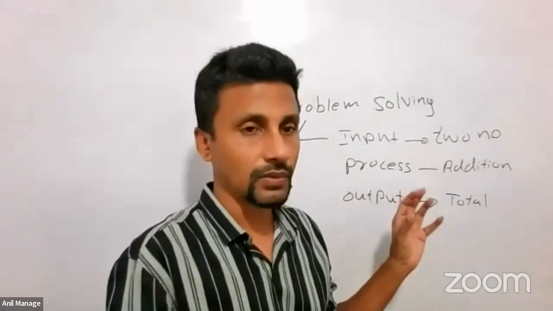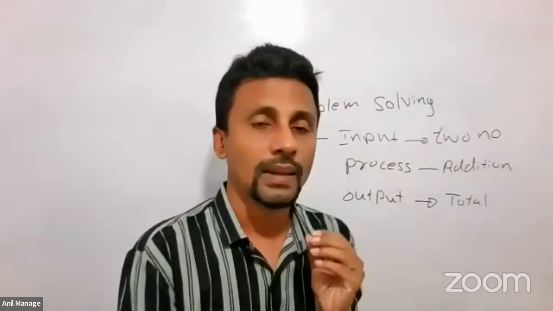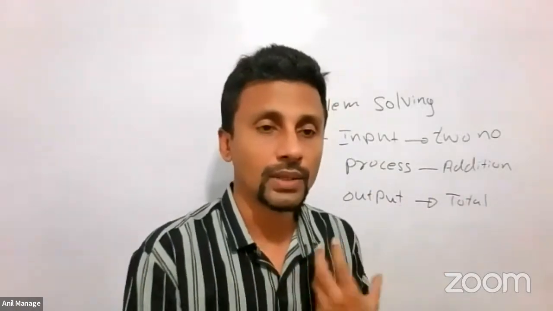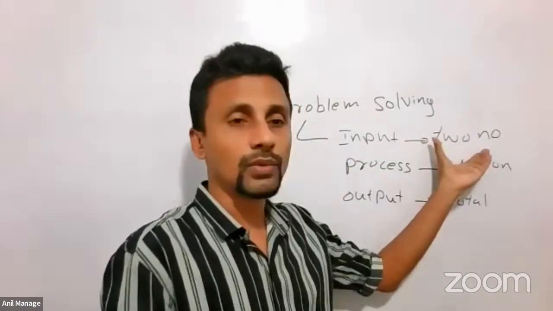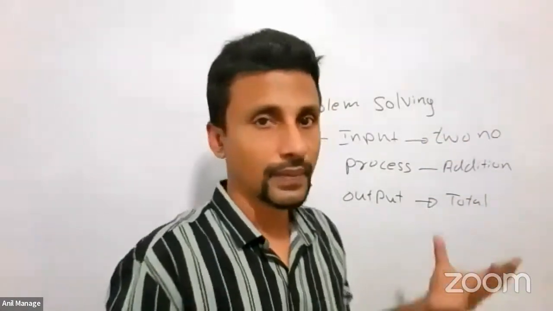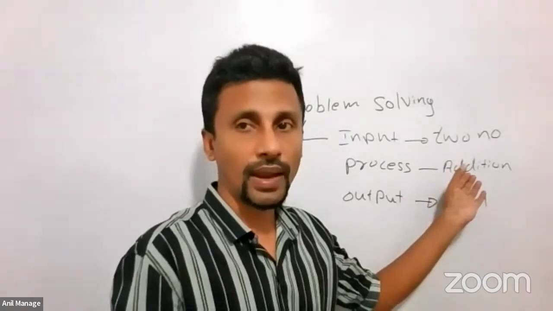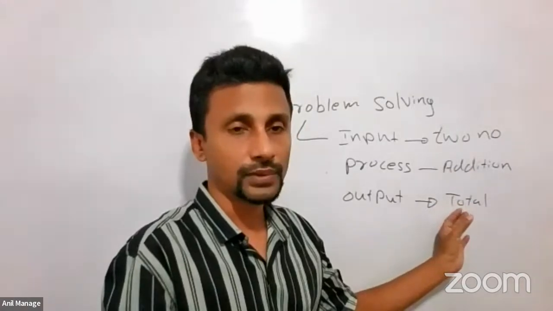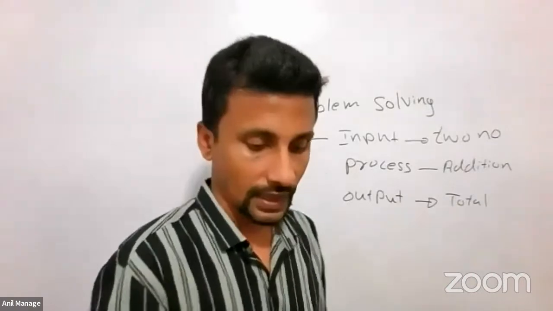So I took one example. Now I'm not going to take so many examples. My problem is, when you get two numbers, I need to display the total of them. So what is the input of that? Two numbers. We can't put 5, 10 and all that because we don't know the numbers, right? Then process is addition, where you have to add them together, right? Then output is the total. So this is the basic thing that you have to understand when you get a problem.